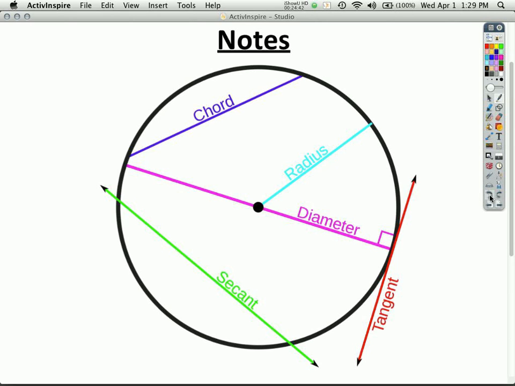It's similar to a chord, but it does not stop at the end of the circle. Okay. Similar to a chord. Okay. What if we didn't know what a chord was? How would you describe it if you didn't know what a chord was? It is a segment that passes through two edges of the circle and continues.